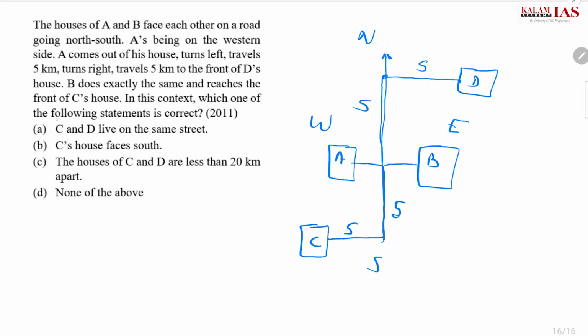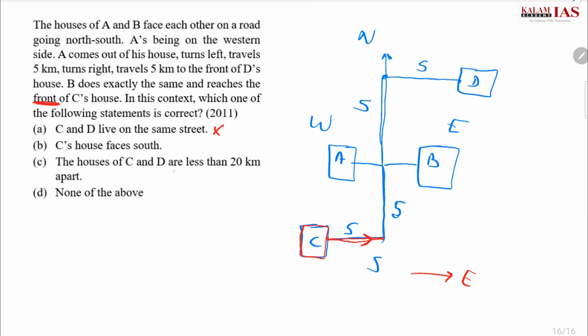In this context, which one of the following is correct? C and D live on the same street. No, as we can see, C and D are living on opposite streets. So option 1 is wrong. C's house faces south. C's house is facing east, because this direction is east and not south, since it says B does exactly the same and reaches the front of C's house.